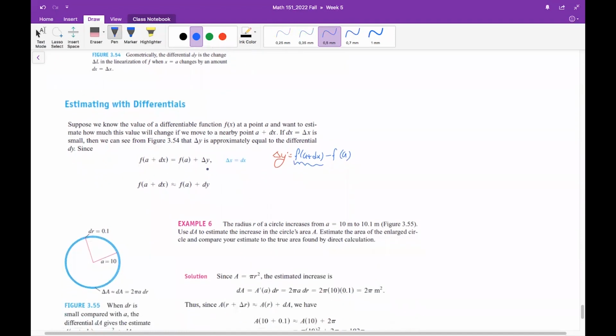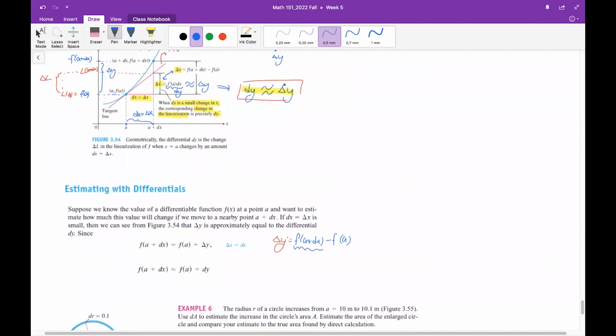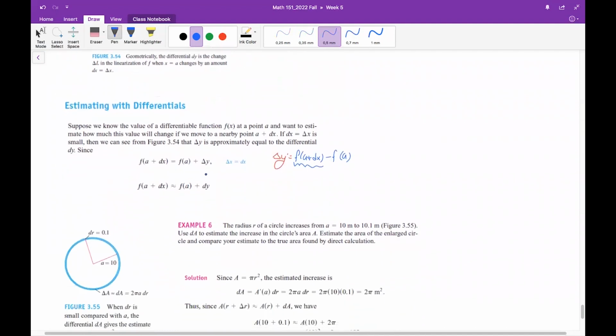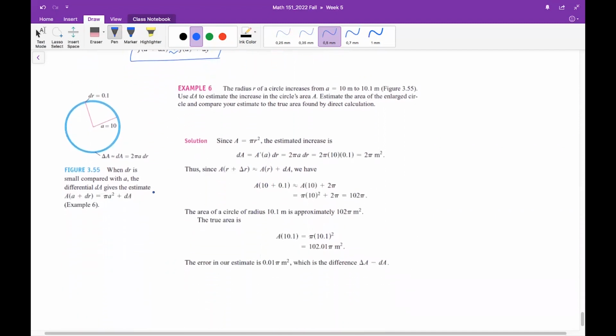And what we have emphasized here, delta y is approximately the same as dy. So these are approximately the same. That's why instead of delta y, if you write dy, you need to put the approximately equal sign here. So the value of f at this increased point is approximately the same as the value of your function at a plus dy. We will be using this fact to solve the next example. Look at the example now.